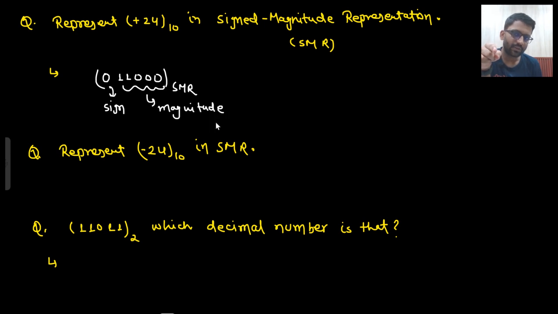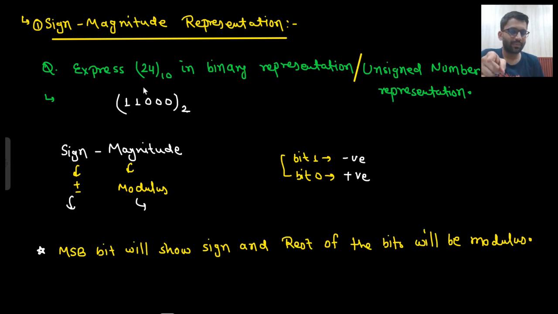Here, how many bits are required? 1 plus 5, total 6 bits required. To represent 24 here, a total of 6 bits were required. In binary representation, how many bits were required to represent 24? 5 bits. Here which bit is added extra? That is the sign bit.